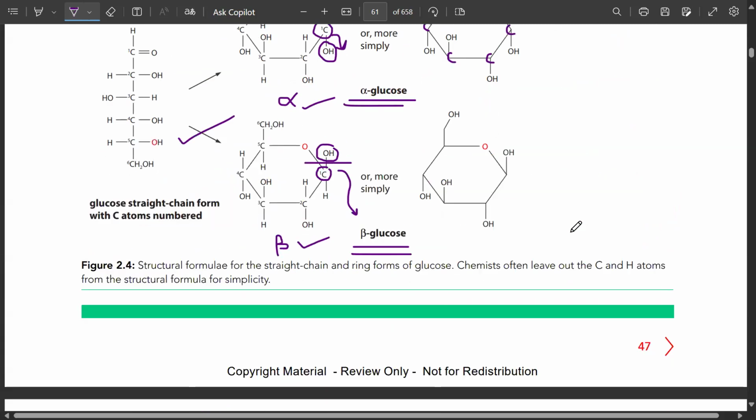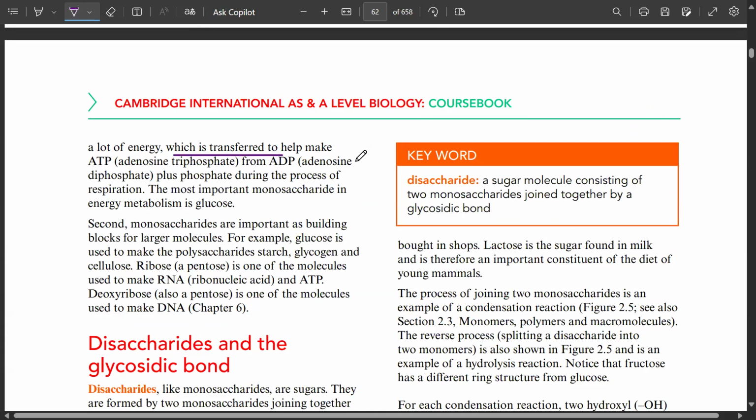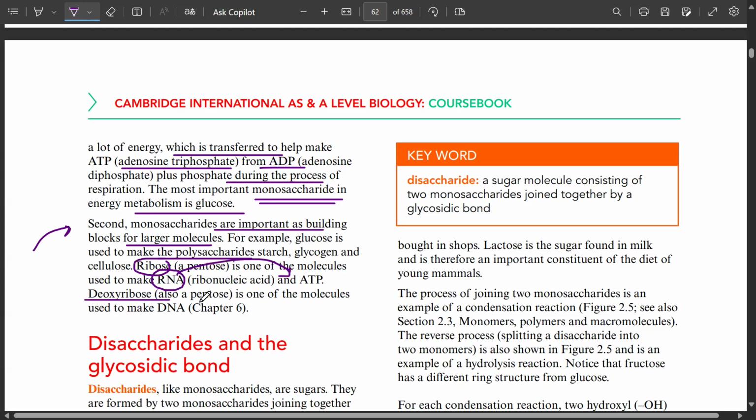These bonds can be broken down to release a lot of energy, which is transferred to help make ATP, known as adenosine triphosphate, from ADP plus phosphate during the process of respiration. The most important monosaccharide in energy metabolism is glucose. And secondly, monosaccharides are important as building blocks for larger molecules. For example, glucose is used to make the polysaccharides starch, glycogen, and cellulose, whereas ribose is a pentose sugar. It's used to make RNA. Then it is also used to make ATP. Then deoxyribose is also a pentose sugar. It is used to make DNA.